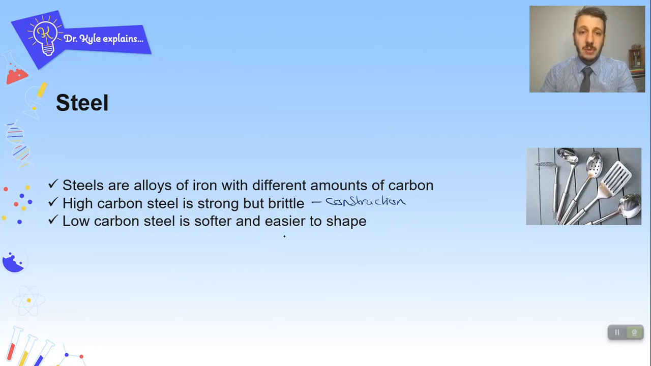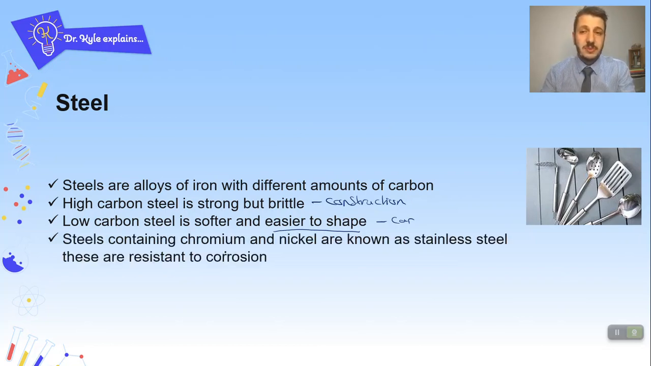Whereas low carbon steel would be something that's easier to shape but still strong. And so this would be in things like car manufacturing. So if you imagine a car being crumpled in a crash, they have to design it so that the car absorbs that impact. They still want to make it out of something strong, so steel, but they use low amounts of carbon to make that steel more malleable so that the car can crumple.